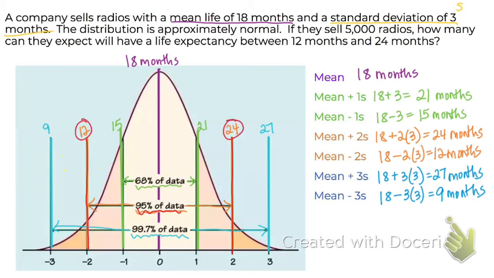So what we do is you take 95% and you multiply it by the total number of radios sold. So what is 95% of 5,000? It's 4,750 radios. This is the number of radios we can expect will have a life expectancy between 12 and 24 months.